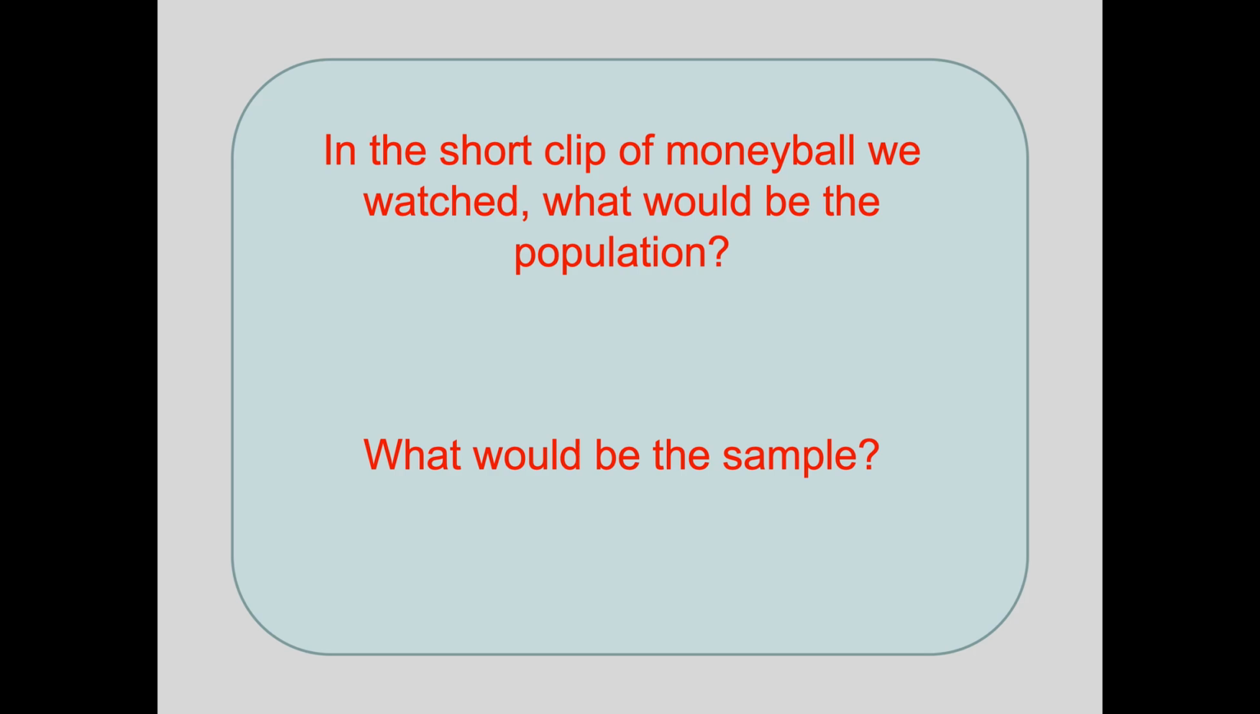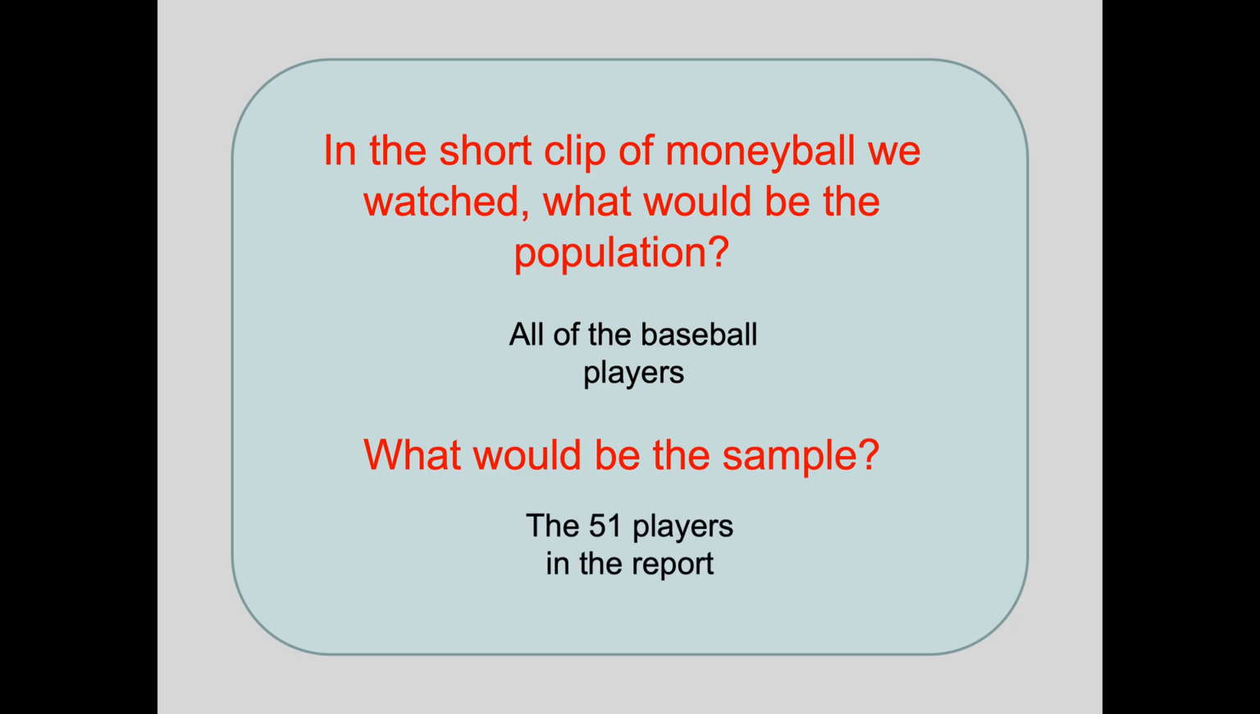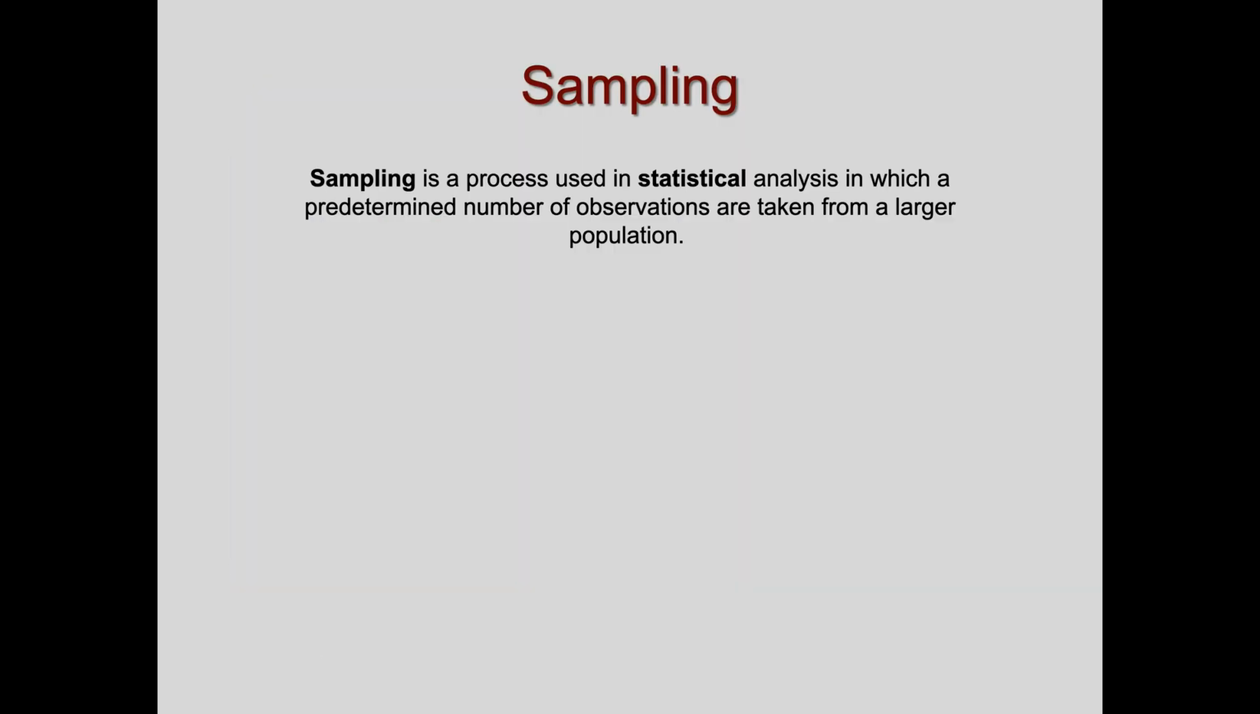Okay? In the short clip of Moneyball we watched, what would be the population and what would be the sample? The population would be all of the baseball players. What would be the sample? The 51 players in the report, the ones he thought that he could find value in.